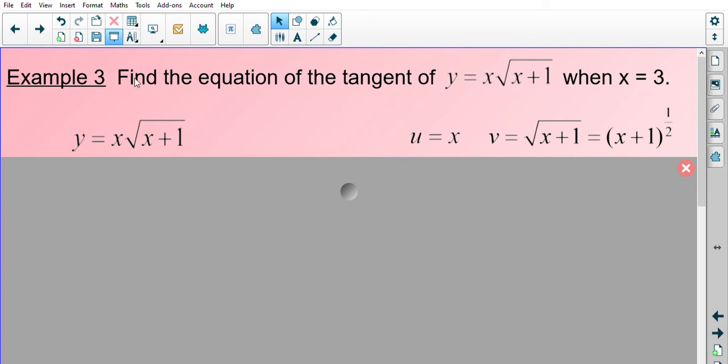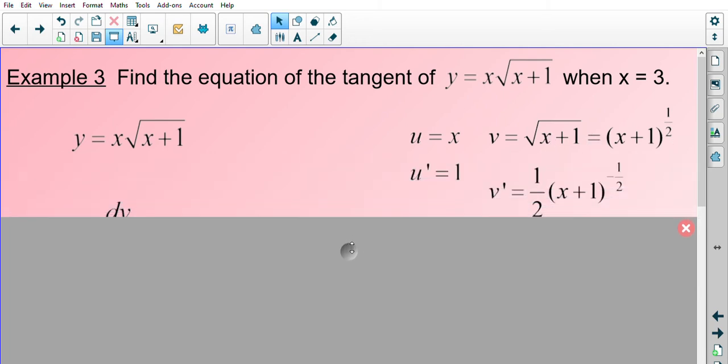So you can see this would be a Higher question, but it's now Advanced Higher level due to the function we've got here. So y equals x multiplied by the root of x plus 1. I'm going to let u equal x, and I'm going to let v equal the square root of x plus 1, but I'm going to have to differentiate both of these. u equals x is fine, but I'm going to rewrite this in the form (x plus 1) to the power of a half, which will make it easier to differentiate.